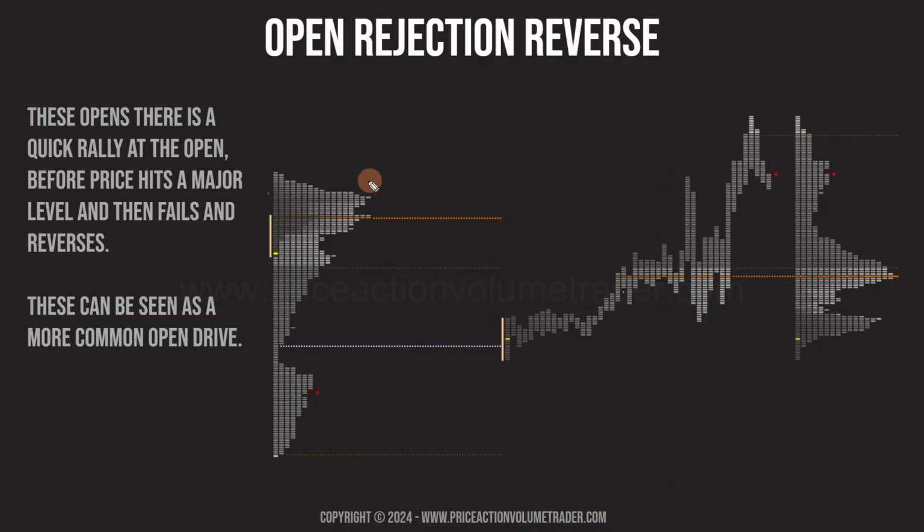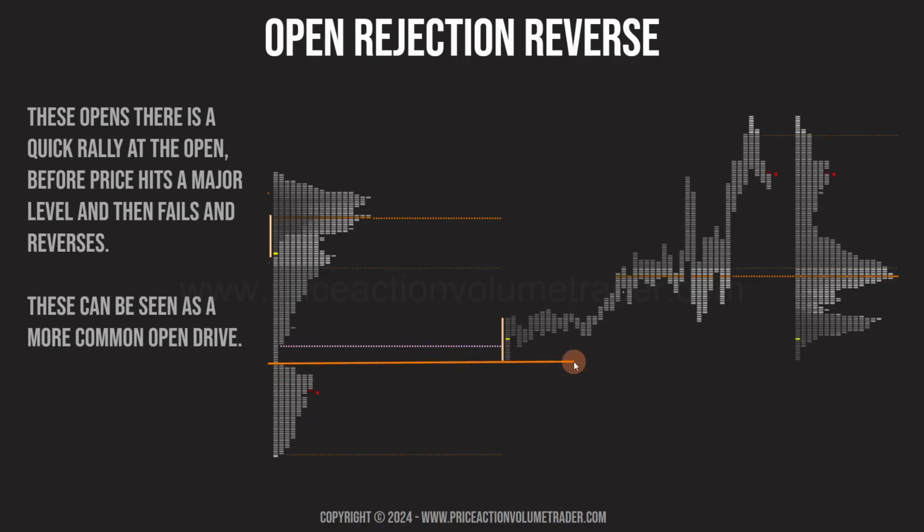Okay, so in this case we had this profile here with this singles, and the singles are marked over here, and you can see how we had the open, we broke down from the singles, and what did we do?